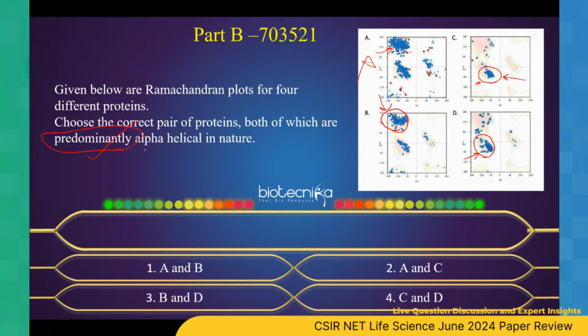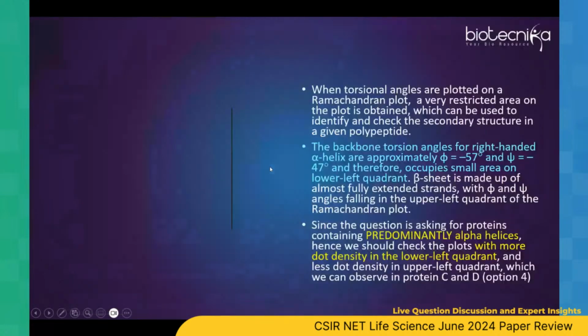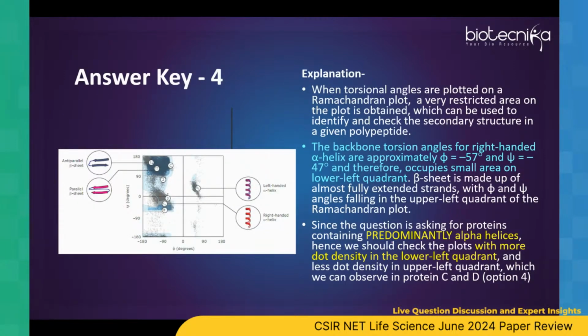So such is the trickiness of CSIR question papers, that even a single word can make a difference. Since the question is asking for proteins containing predominantly alpha helix, we should check the plots with more dot density in the lower left quadrant and less dot density in the upper left quadrant. So, that we observe in protein C and D.